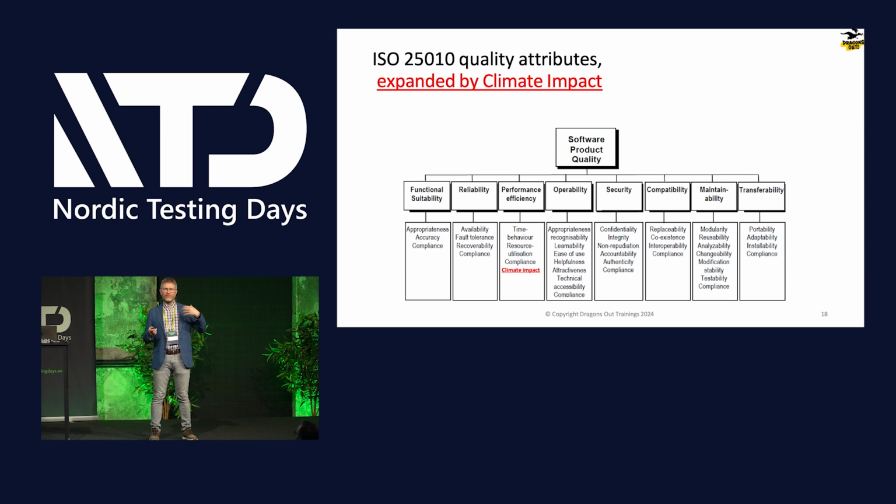How efficient in performance is your software? But I would add, specifically, explicitly, that you need to think about climate impact too. So I would expand quality criteria. Another example, Richard Edgren's list of quality characteristics.